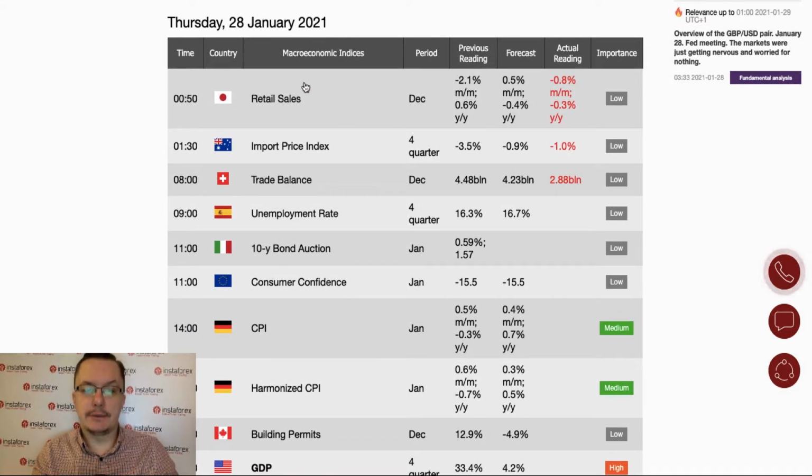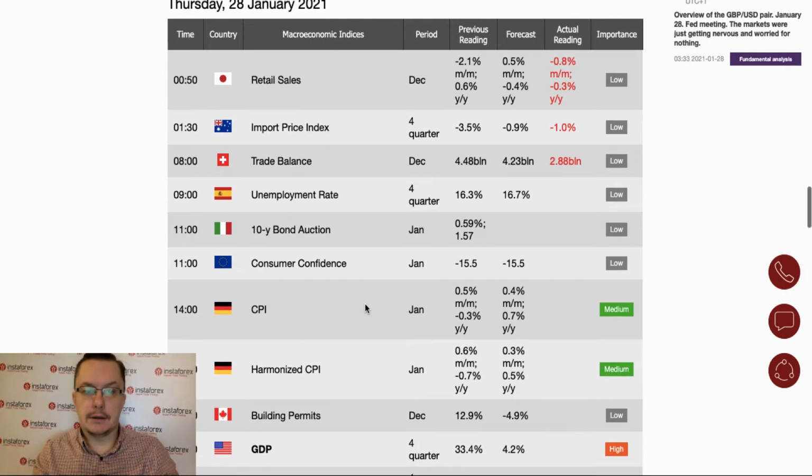Some data had been released overnight, like retail sales from Japan, but as you can see, they were way below the forecast, minus 0.8% versus the 0.5% forecast. So no improvement here in Japan. And during the London session, as you can see, there isn't much interesting high impact data.